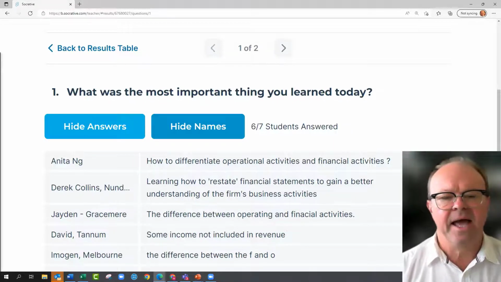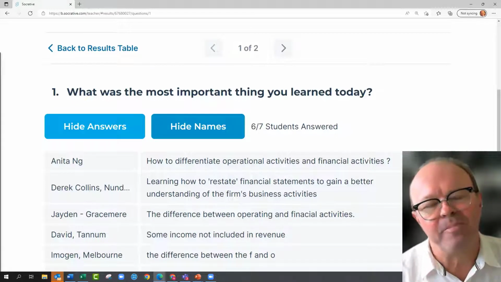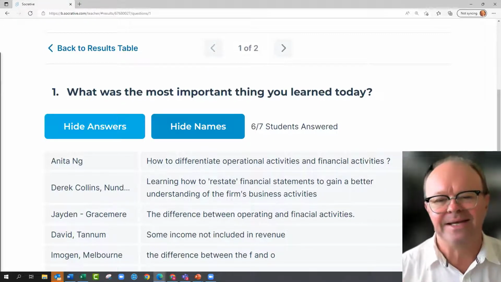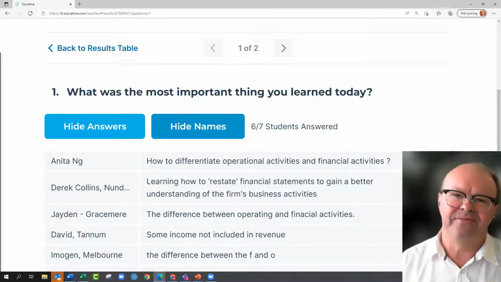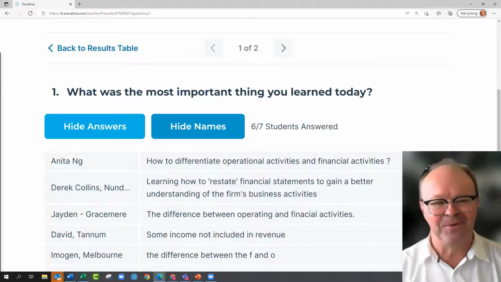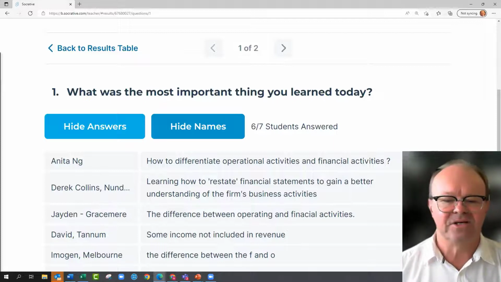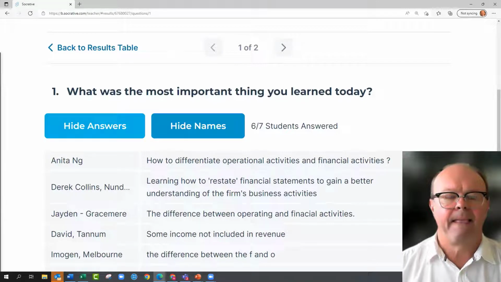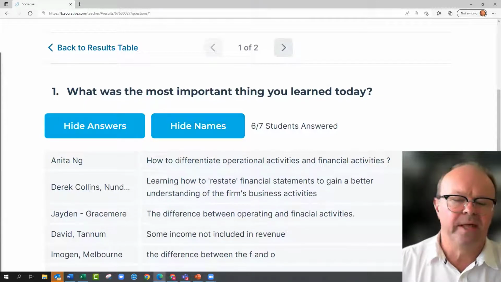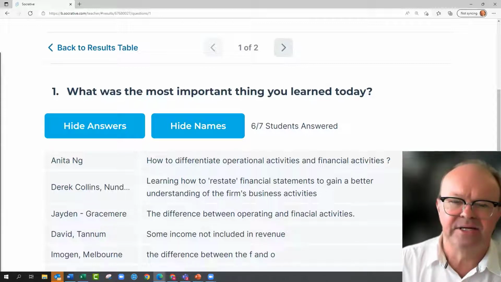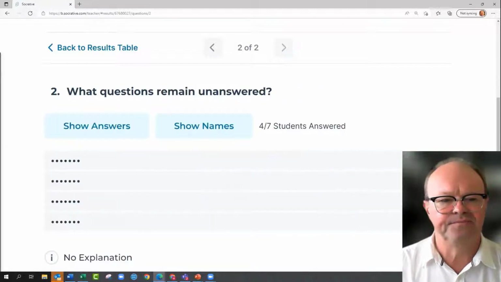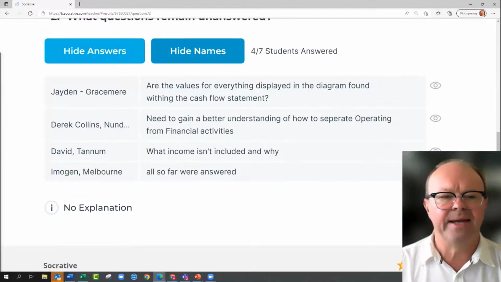That's good. Anita, how to differentiate operational and financial activities? Yes, Anita, and we call it operating activities. A number of people call it operational. We're calling it operating, and we're calling it financial activities, not financing. That's just how we're doing it. Operating activities and financial activities. That's good. A lot of people find it's been the distinction between operating and financial activities. You do need to have that clear, else you're going to find restating very difficult. What questions remain unanswered?